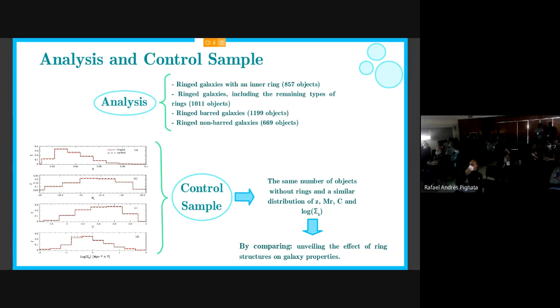For this aim, we construct a control sample. This comparison sample has the same number of objects without rings and with a similar distribution of redshift, luminosity, morphology, and local density environment. Then, by comparing these two samples, spiral galaxies with and without ring, will help us to unveil the influence of ring structures on different galaxy processes.